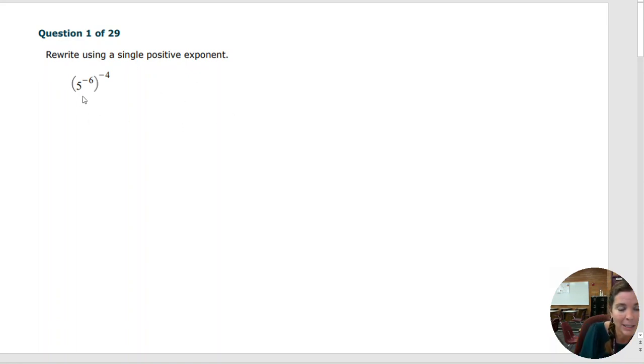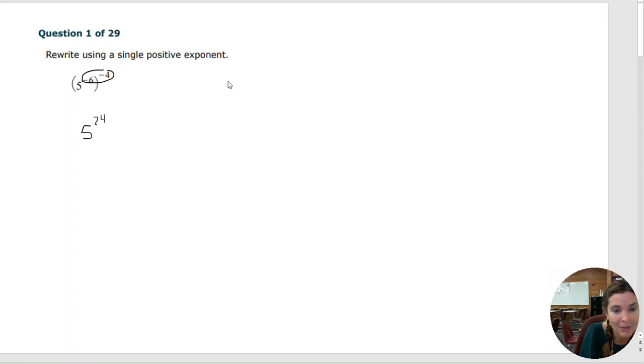Okay, so when it says 5 to the negative 6 raised to the negative 4, you have to remember that a power raised to another power means that you need to multiply these two. So this would be 5 to the positive 24. Okay. Some of you, and let me go back to this one, okay?